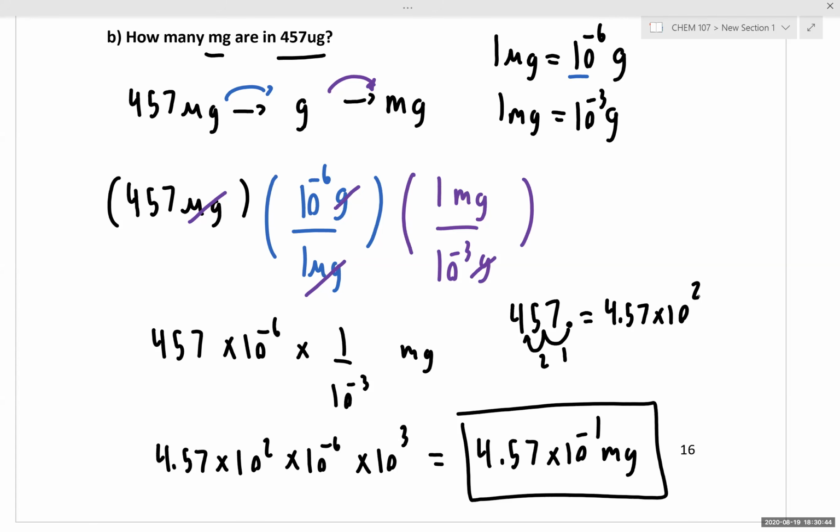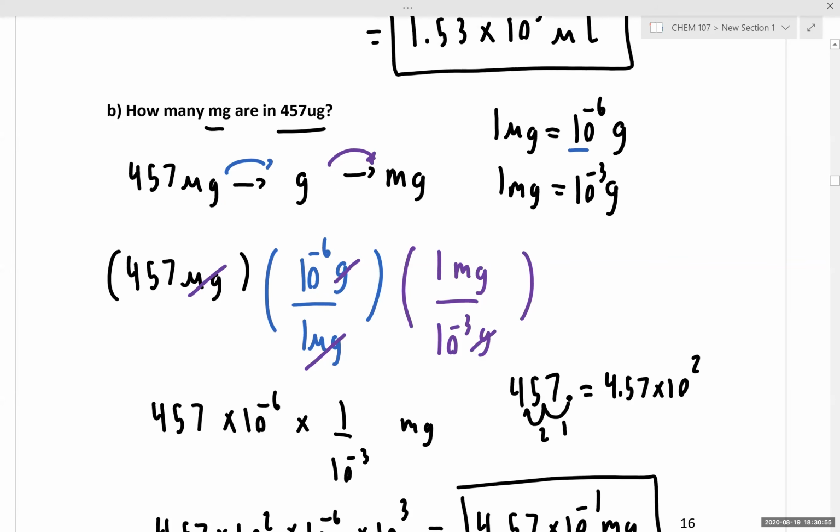Professor, I have a question. Yes, please go ahead. How do we know how to look at the unit conversion? Like when it's asking milligrams or in 457 ugs, I don't know what to look for. Okay, so in general, your starting units will be the units associated with your given number. So notice how we're given 457 micrograms. So that's what we're starting out with. And when we're asked how many milligrams are in 457 micrograms, this milligrams is our target. That's what we're trying to figure out.